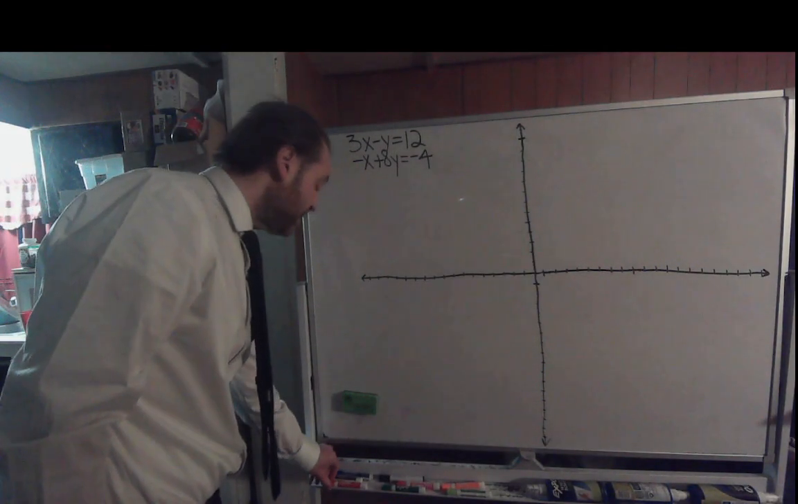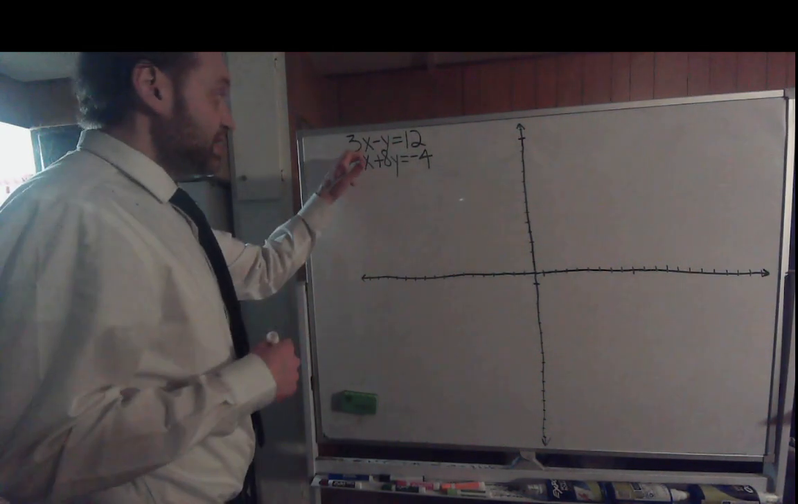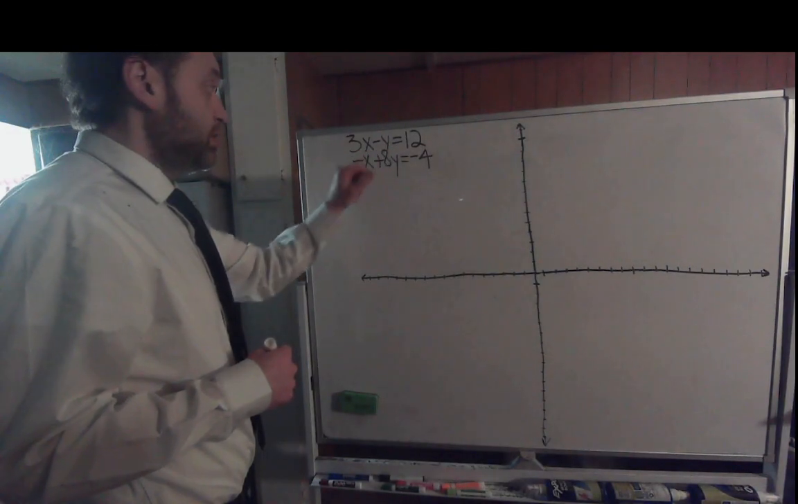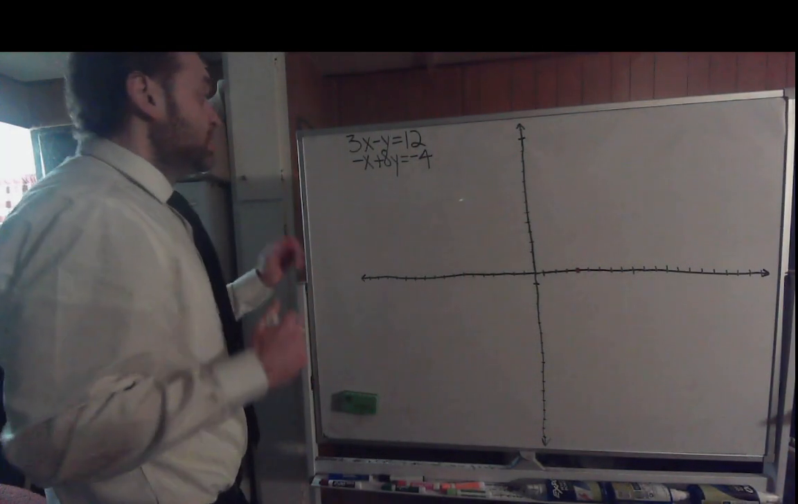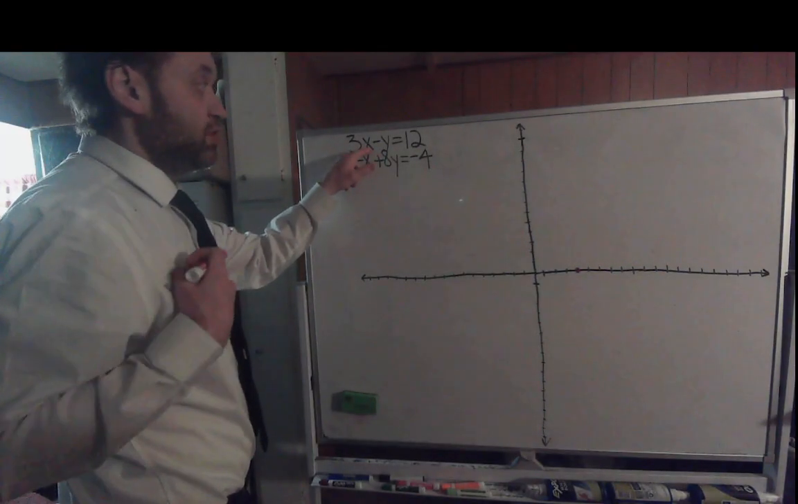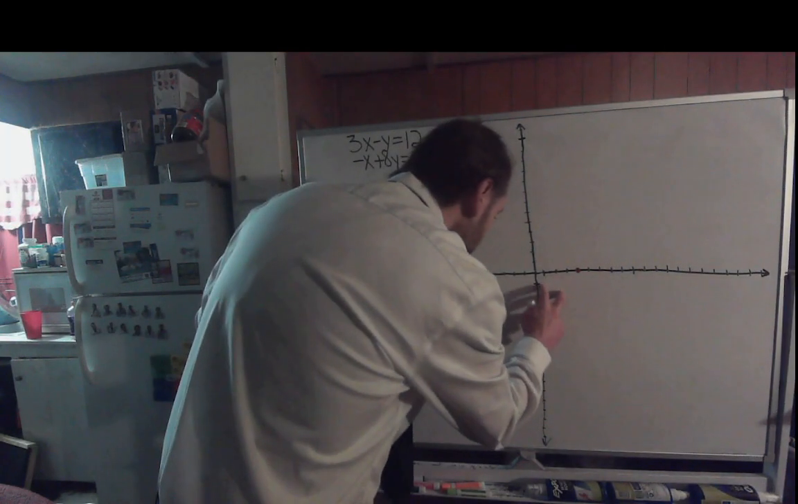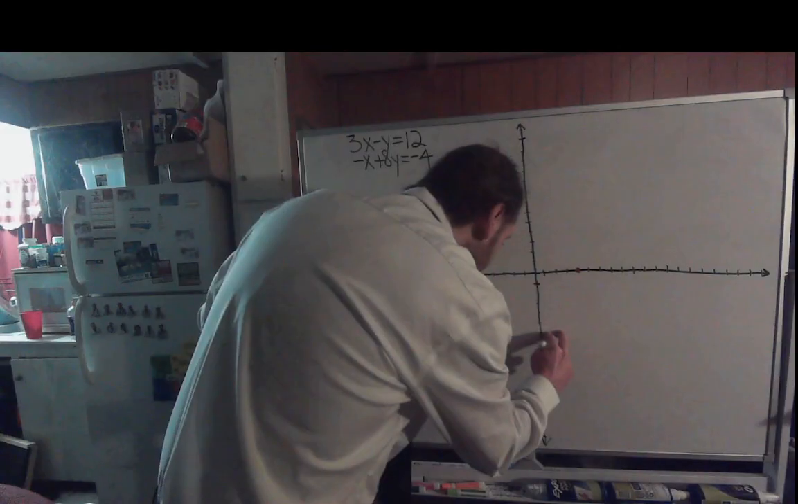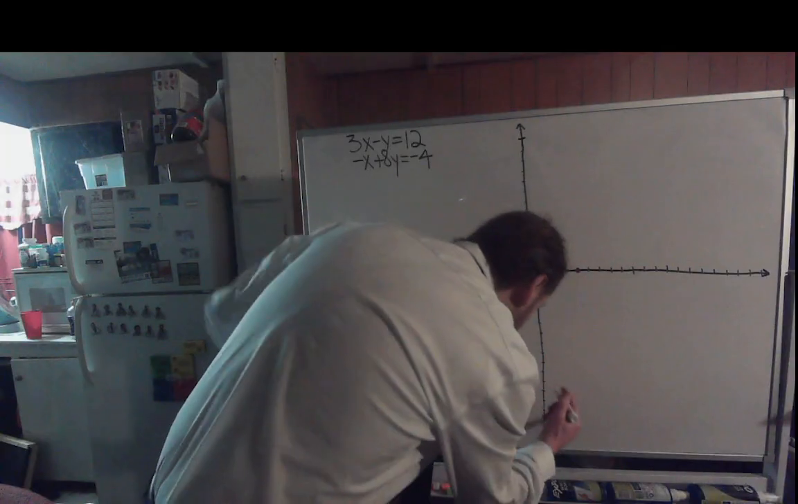So let's get our red ink for 3x minus y equals 12. Find your x-intercept, which means y is 0, so 3x equals 12, that would give you x equals 4. So 4, 0 is your x-intercept. Now, to find your y-intercept, that means x is 0, negative y equals 12, so y would equal negative 12. 3, 4, 5, 6, 7, 8, 10, 11, 12.